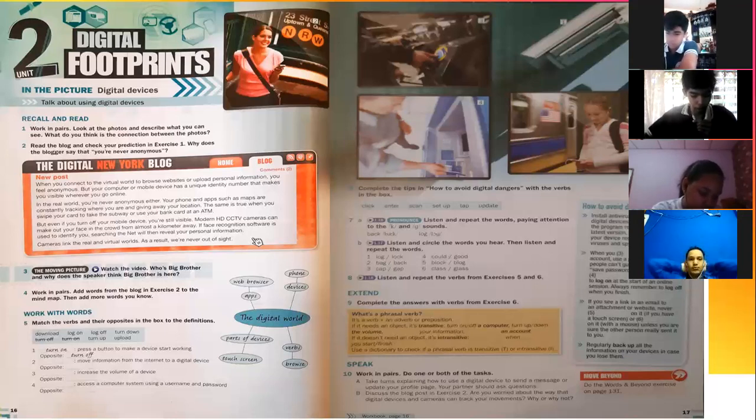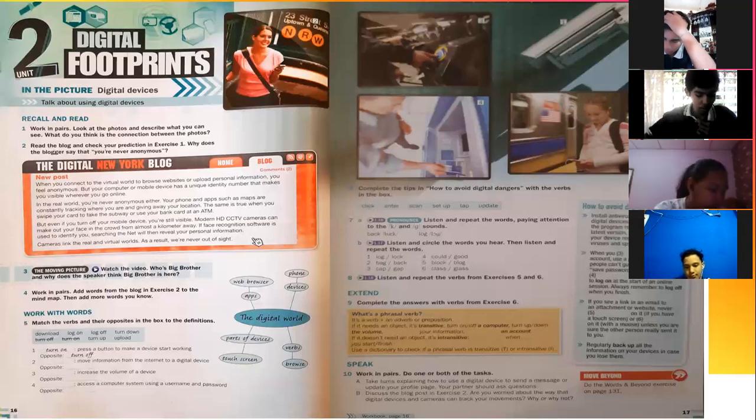Your phone and apps such as Maps are constantly tracking where and when you are, giving away your location. The same is true when you swipe your card to take the subway or use your bank card at an ATM. But even if you turn off your mobile device, you're still visible. Modern HD CCTV cameras can make out your face in the crowd from almost a kilometer away. Its face recognition software is used to identify you.